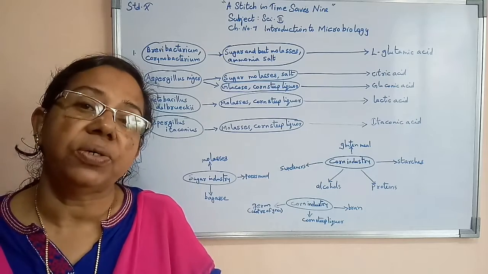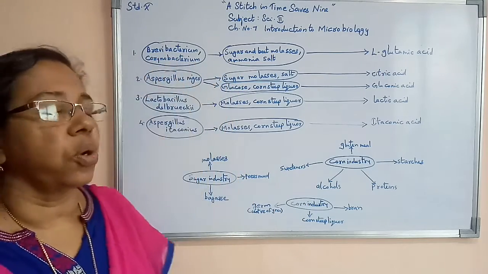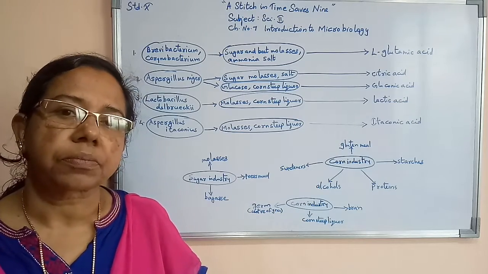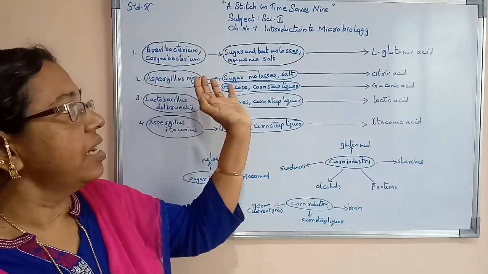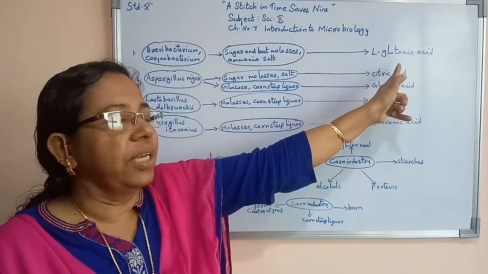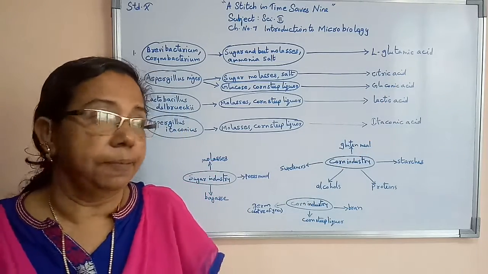In that, Brevibacterium as well as Corynebacterium grow. Now these bacteria are helpful for the production of the amino acid L-glutamic acid.